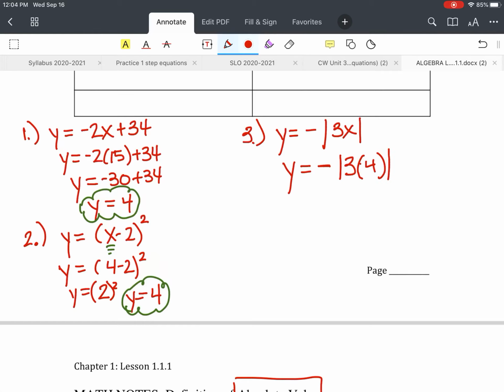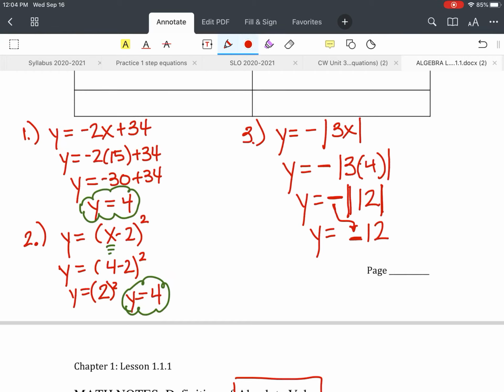So we always do what's in parentheses first, but in this case, we're going to introduce absolute value. So you're also going to do what's in absolute value first. My negative is still hanging out here. That means I'm multiplying a negative times whatever happens to be in that absolute value. So what is 3 times 4? Well, 3 times 4 is 12. The absolute value of 12 is 12. But remember, I have this negative outside, so I have to include it as part of my answer. So my final answer for number 3 is negative 12.